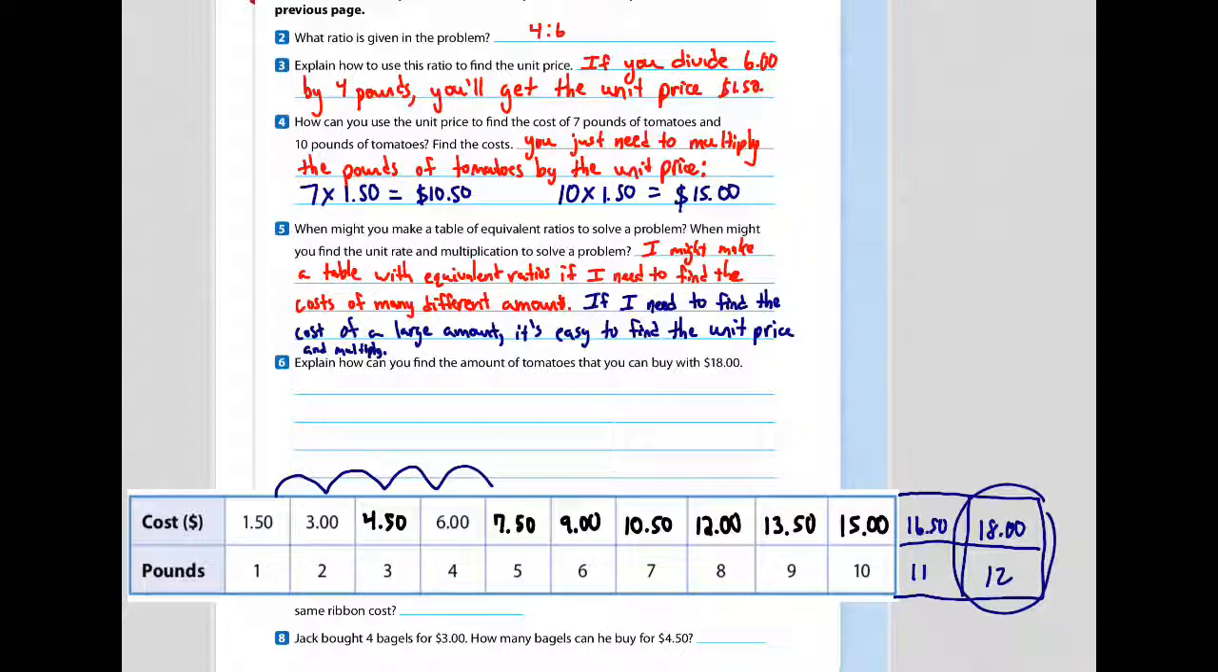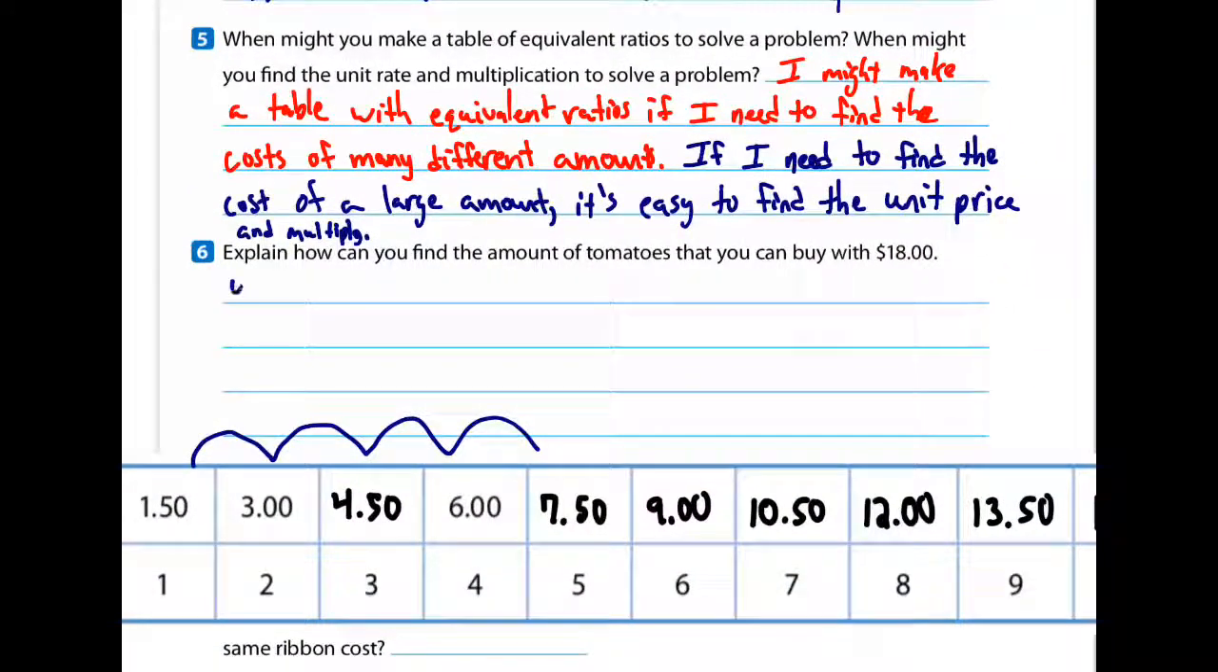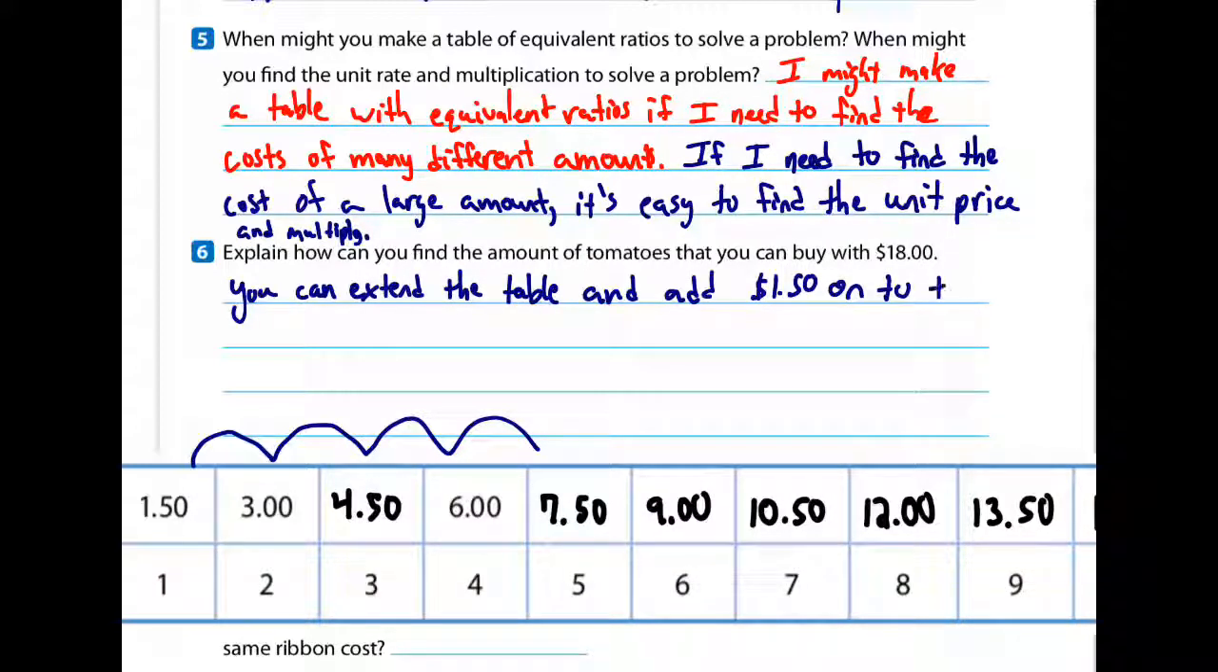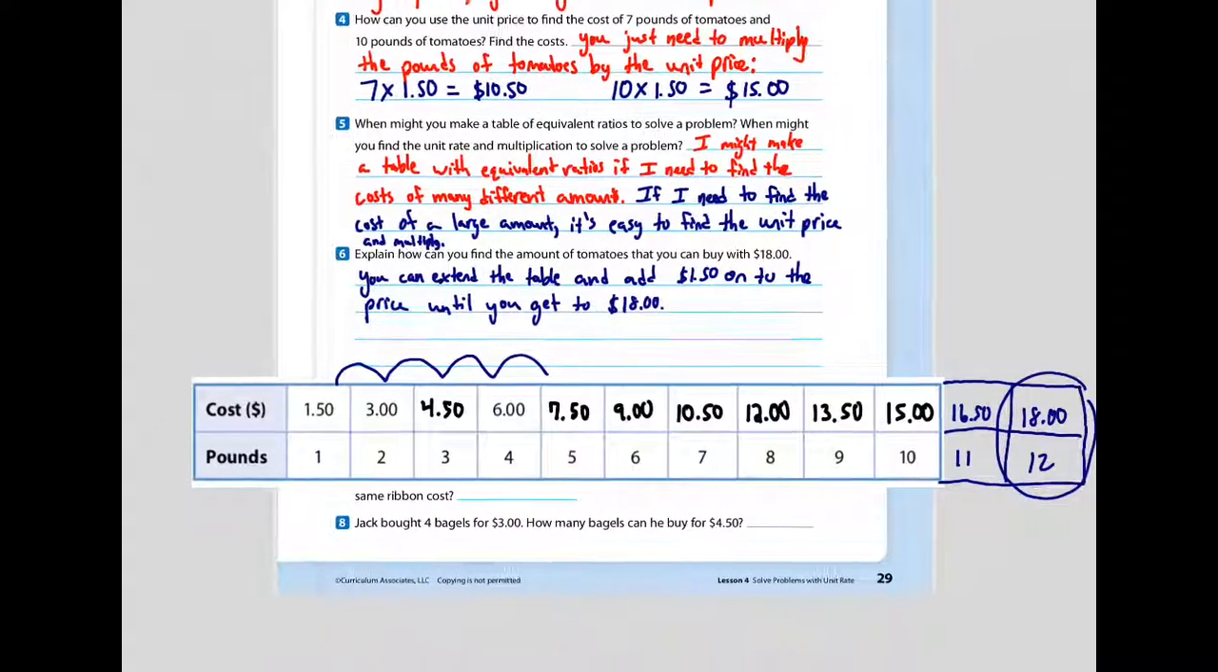So mine says, explain how you can find the amount of tomatoes that you can buy with $18. I'm just going to explain what I just did. I'm going to say, you can extend the table and add $1.50 onto the price until you get to $18. Okay, that's all I did. But you might have done it a different way.